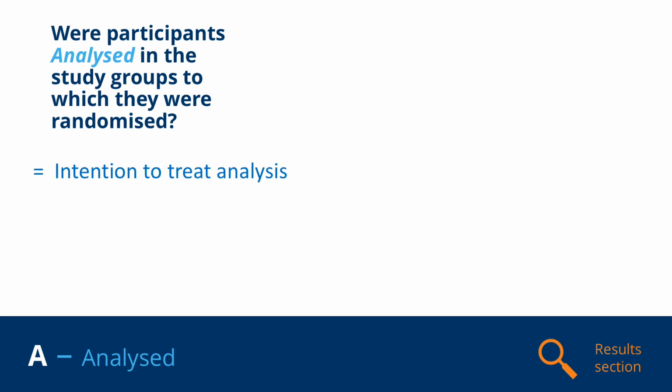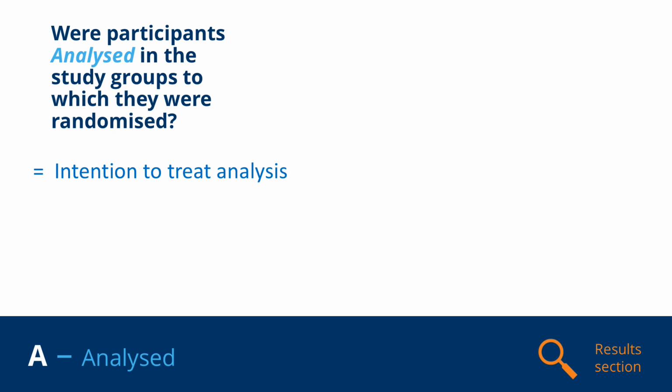When this is done, it's called an intention to treat, or ITT, analysis. ITT analysis maintains and preserves the benefit of randomisation. By including in the analysis everyone who was randomised, even if they drop out or move to another study group, ITT tells us how well the intervention would work in most people at the level of adherence observed in the trial. ITT analysis is the ideal approach to analysing data from an RCT.